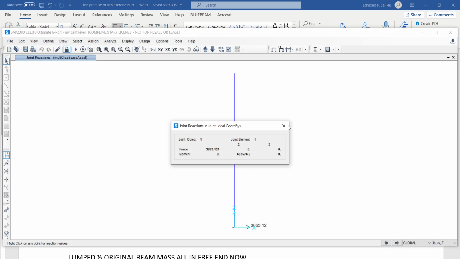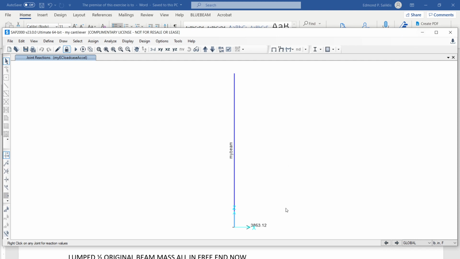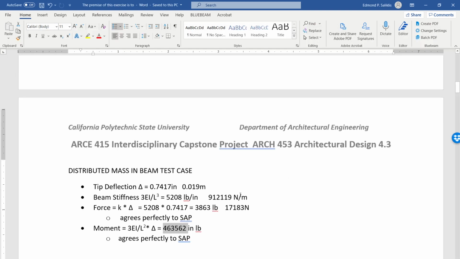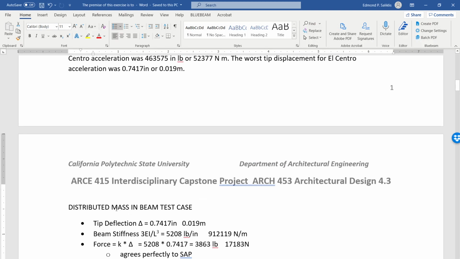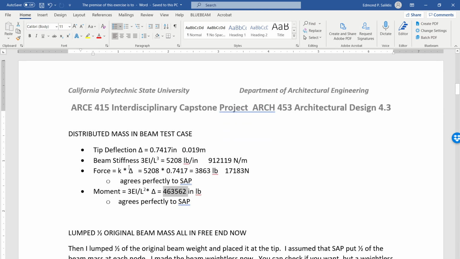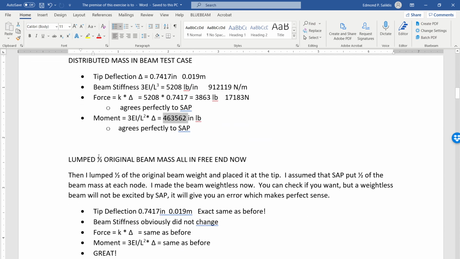463,574. It's good enough, okay? So it's perfectly agreeable there. That is for the distributed case of the load, a mass in the beam. Then I made the beam zero weight. Please make it zero weight. If you try to do the analysis on a zero weight beam, it will give you a reasonable error.